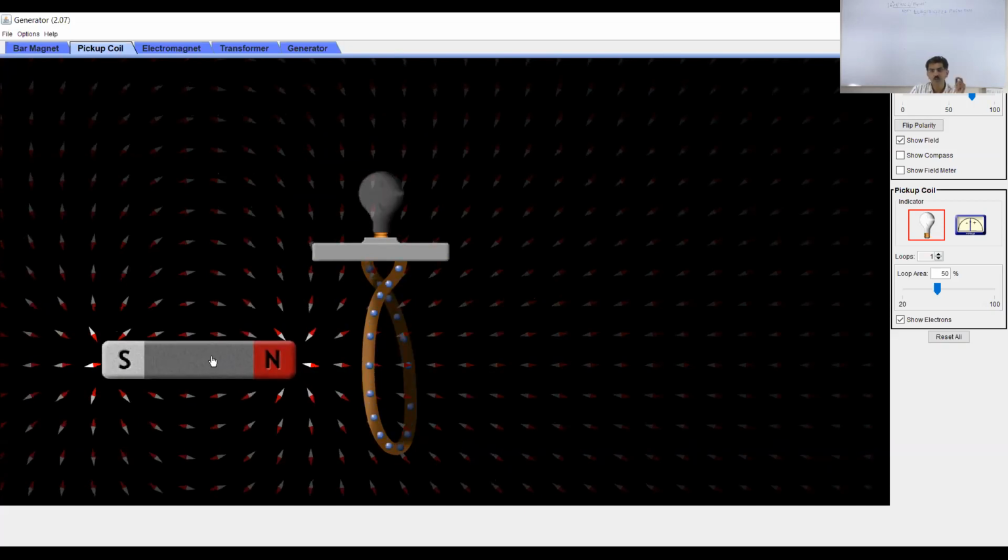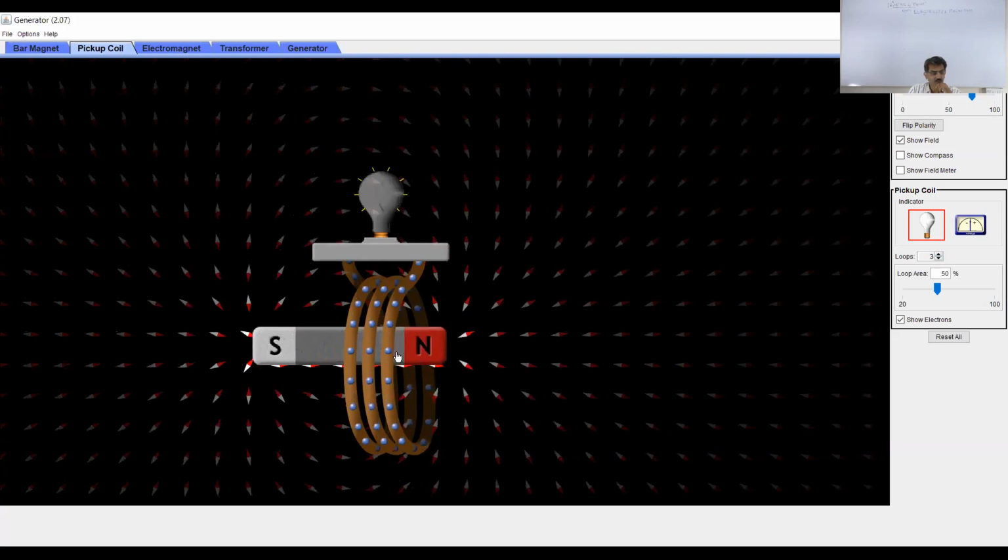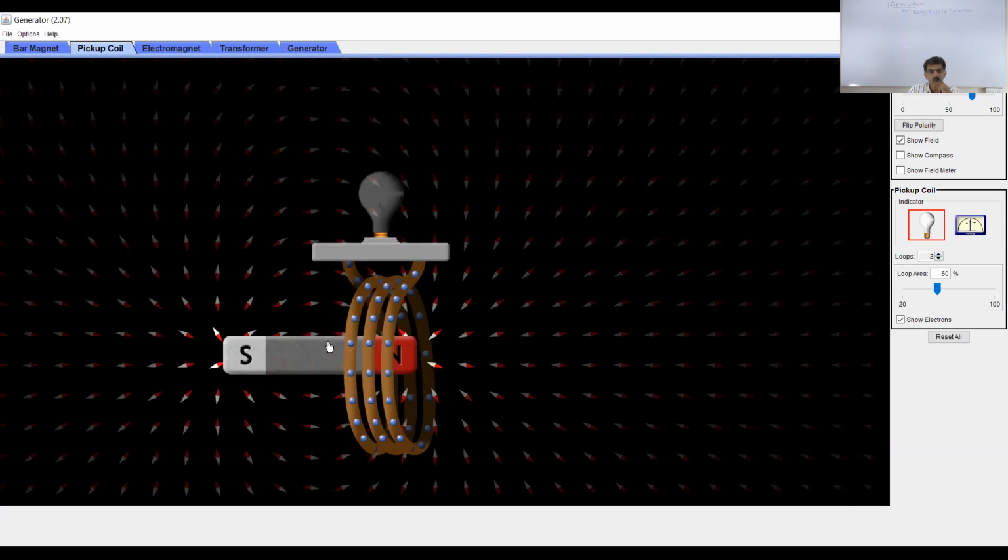The other thing we did was, what happens if you increase the number of coils? Well, we can increase the number of coils to 3, and you can see that the bulb glows brighter. And why? Because there are 3 times as many coils now.